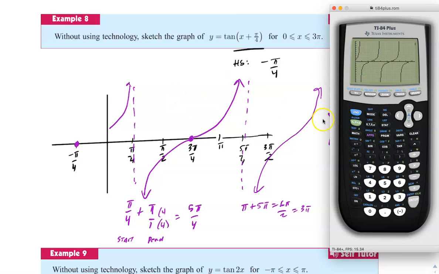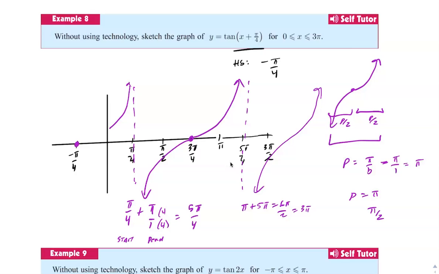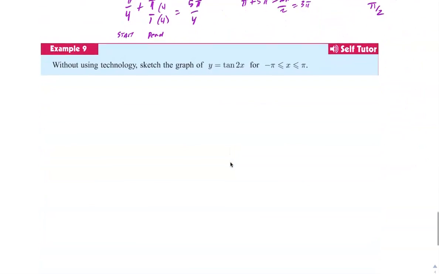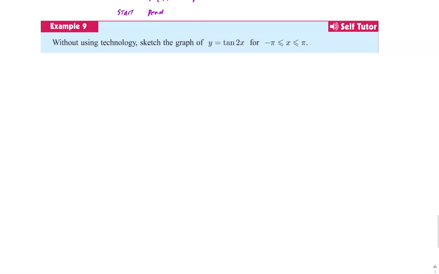That's the first part. Again, I didn't go all the way to 3 pi because I was lazy, but that's the way it looks. That's how you do it in the calculator. Let's do one more of these. Then we can call it a day. Without technology, just sketch the graph of y equals tan of 2x from negative pi to pi.